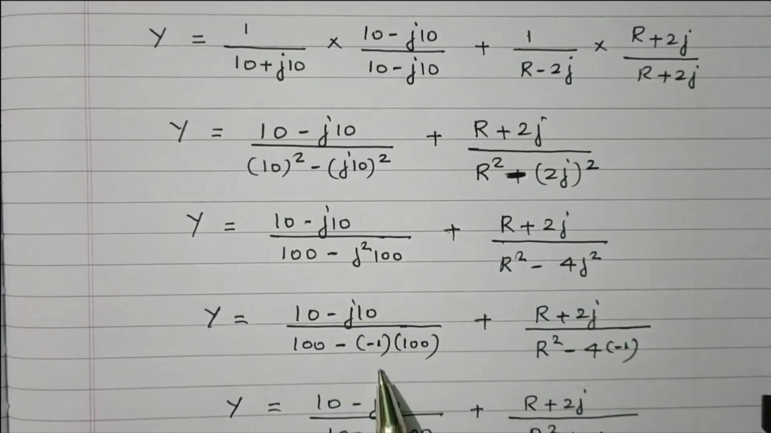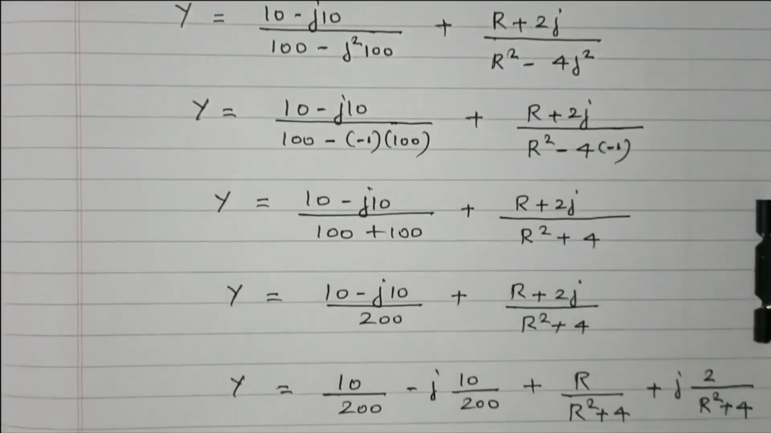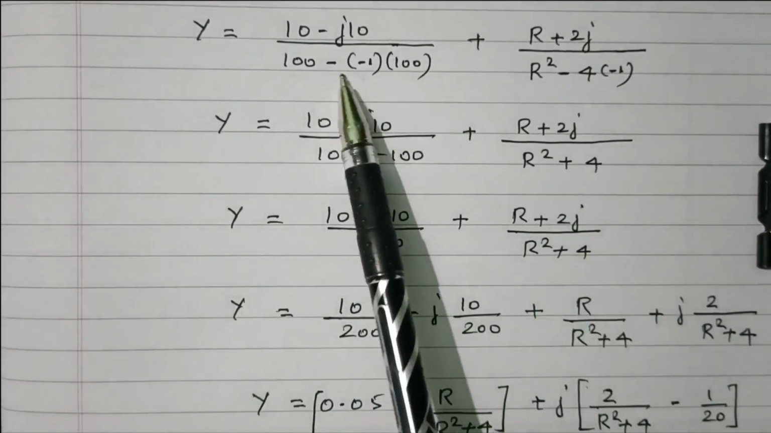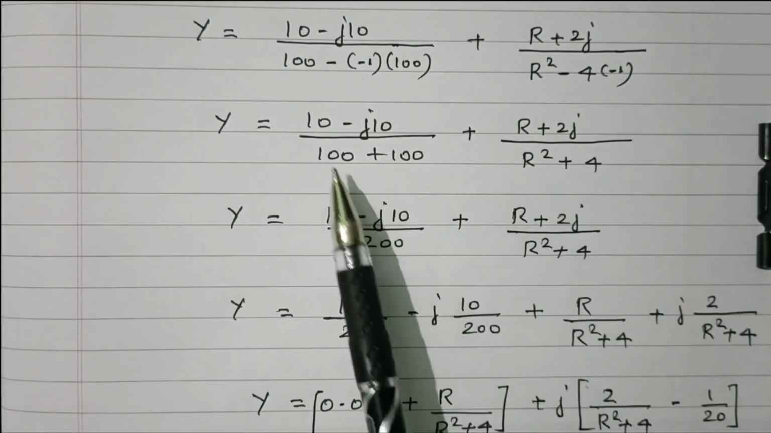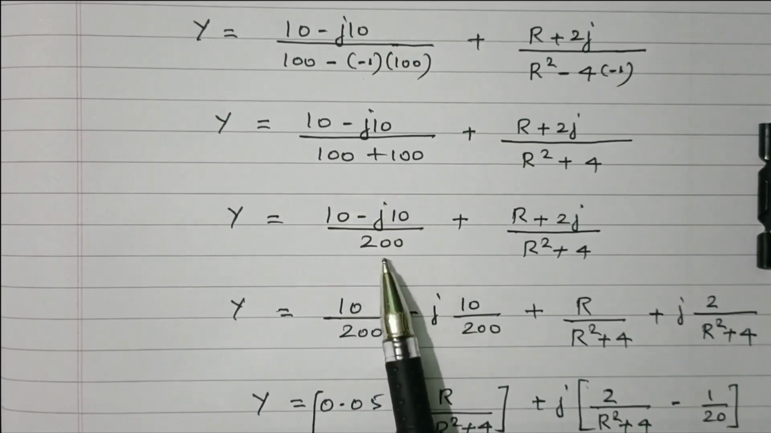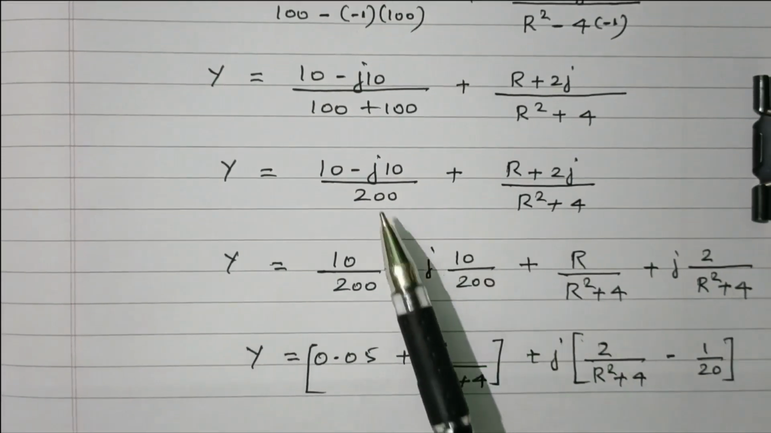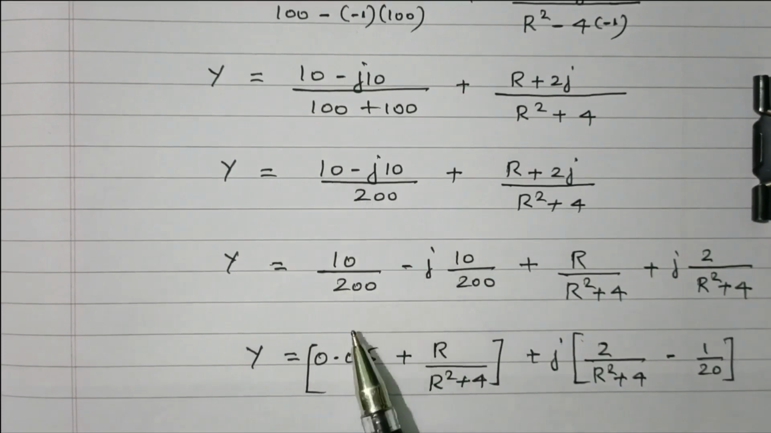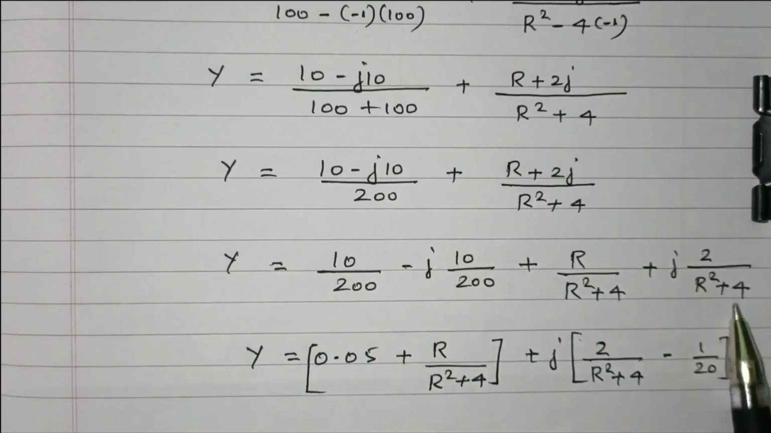We know that j square value is minus 1. Here also the j square value is substituted as minus 1. Minus into minus becomes plus, so plus 100, and minus 4 into minus 1 becomes plus 4. So finally we got (10 minus j10) divided by 200, that is 100 plus 100, and (R plus 2j) divided by (R square plus 4). Now we'll split the terms: 10 divided by 200 minus j10 divided by 200, plus R divided by (R square plus 4) minus 2j divided by (R square plus 4).